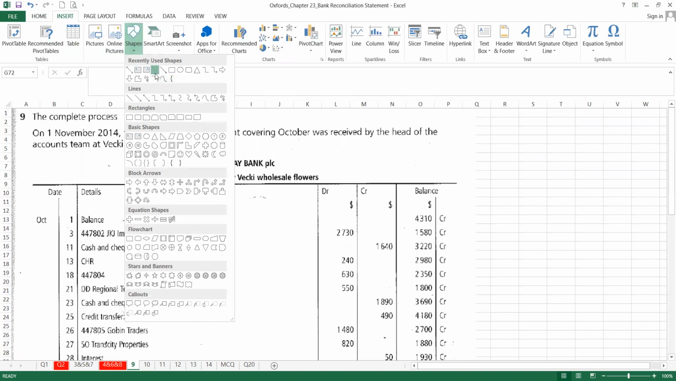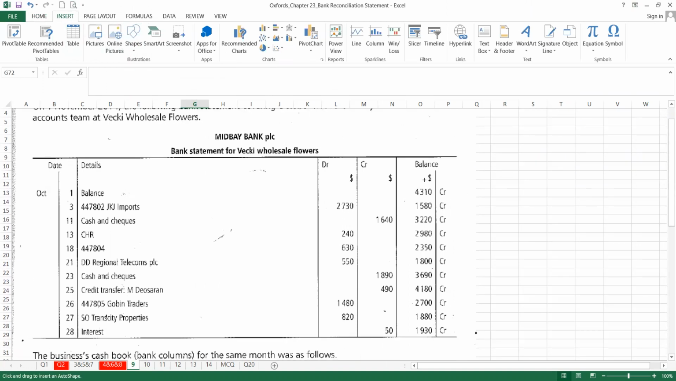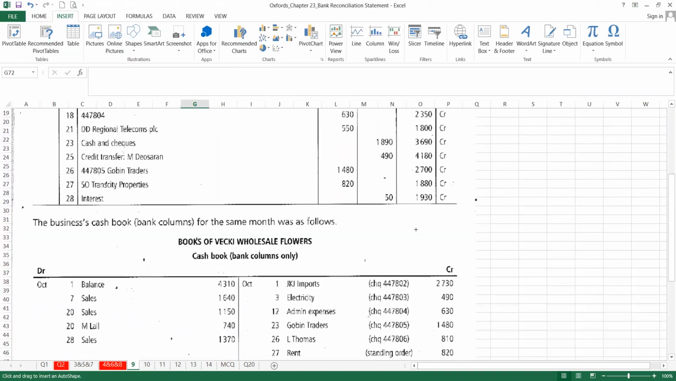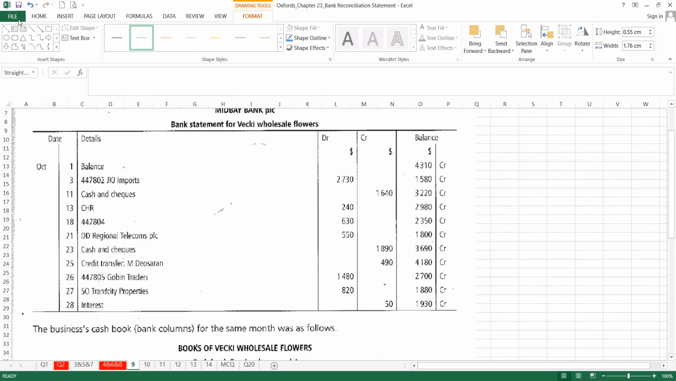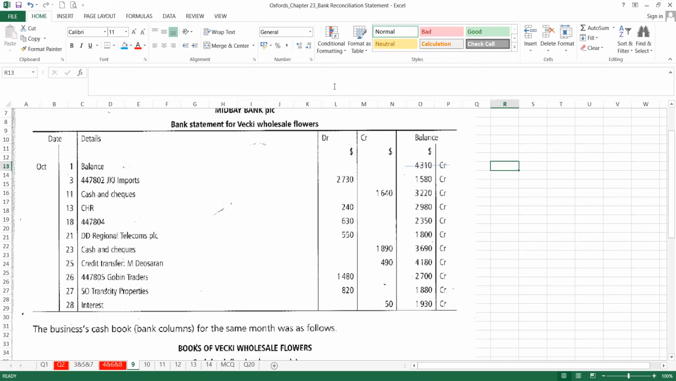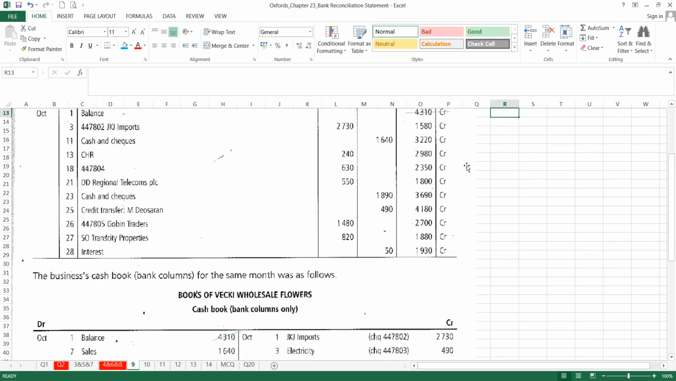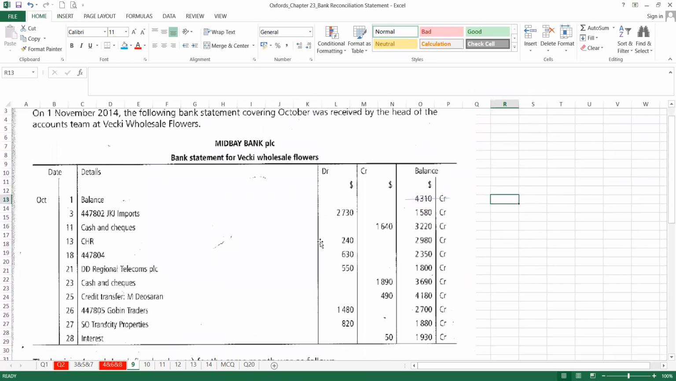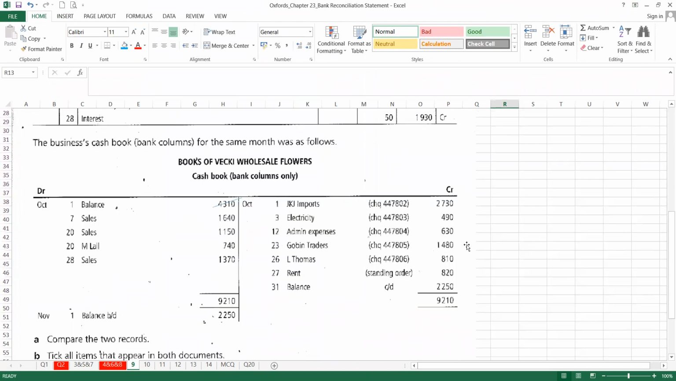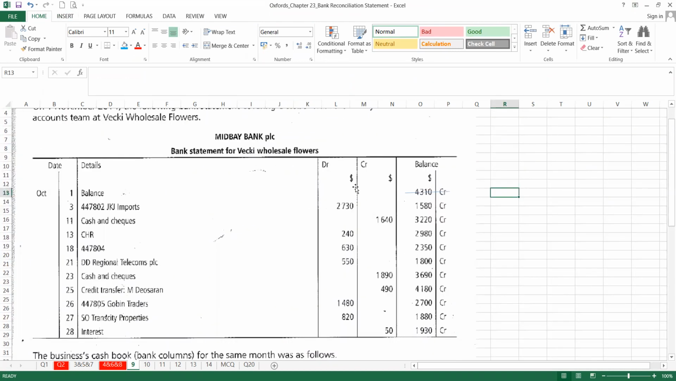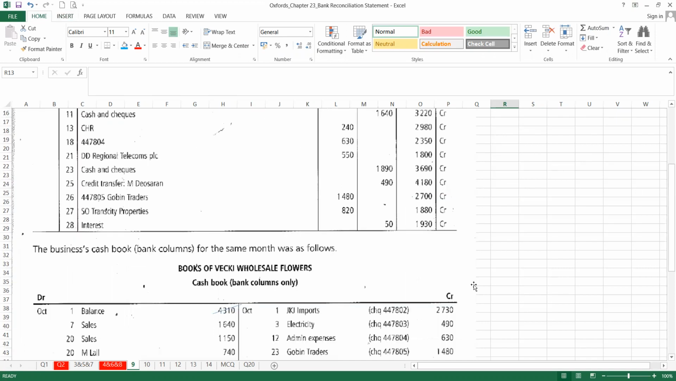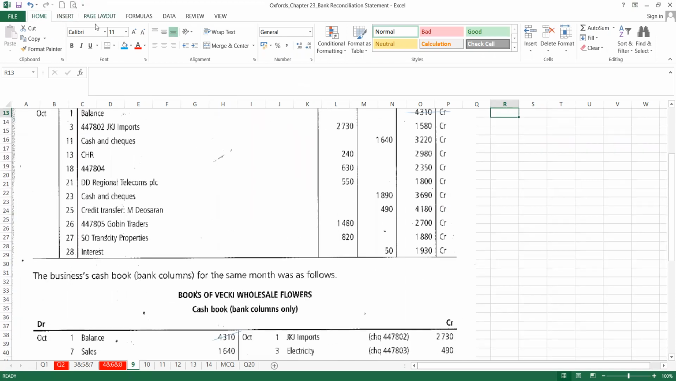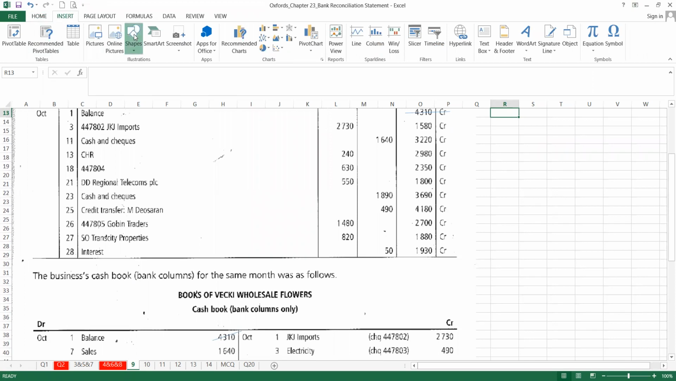First of all, check your opening balance. See whether 4310 is the same or not. These two are the same, so we cut it out, and here also I cut it out. Settled one. Next, I check the debit in the bank statement against the credit. So I check the debit first: 2730, 2730. Both appear, so I cut it out.